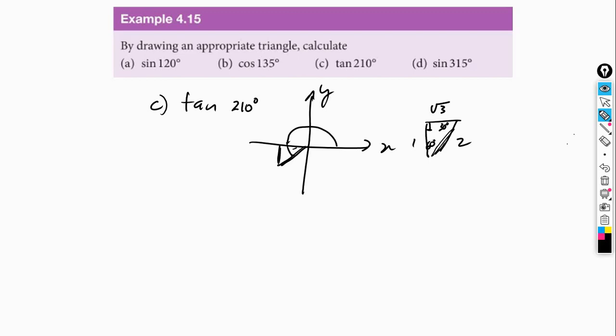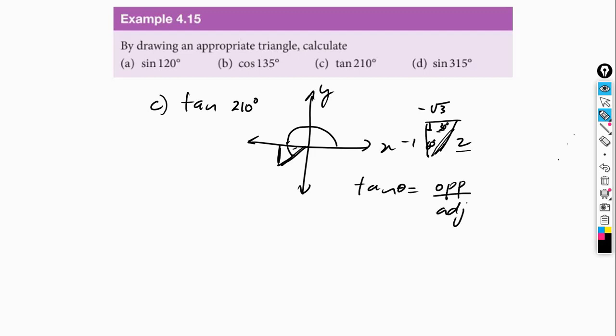But notice that everything is going to be negative except the hypotenuse. So notice that the x-axis is negative here. The values on x are negative, so this is negative. The y values are negative because it's below the y-axis, so this is negative. So tangent, recall that the tangent of an angle theta is opposite over adjacent, right?